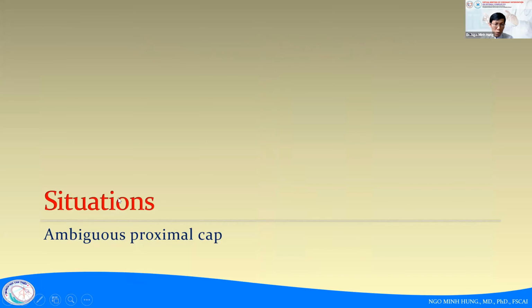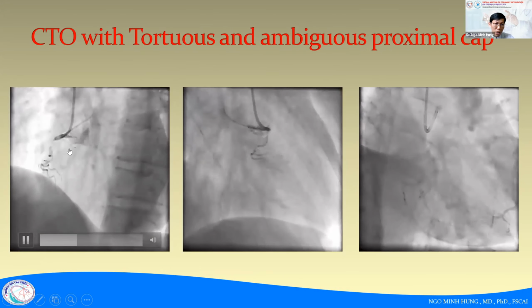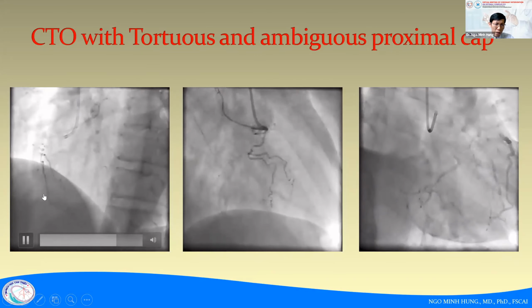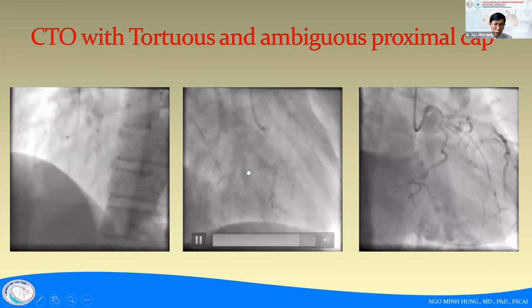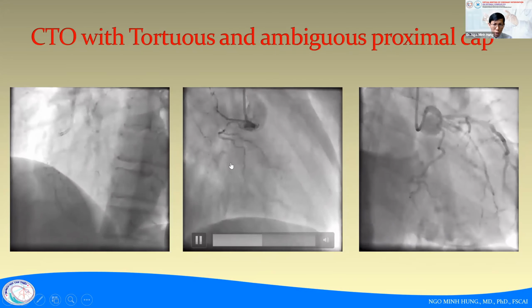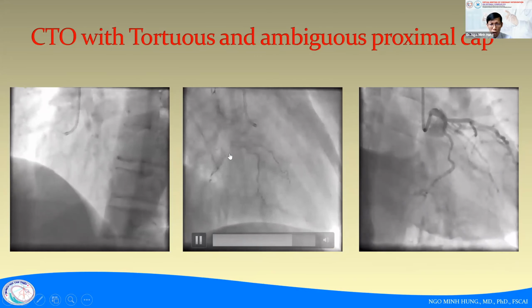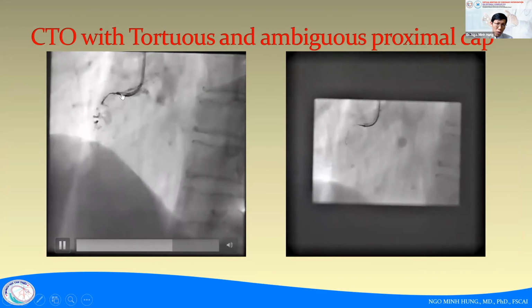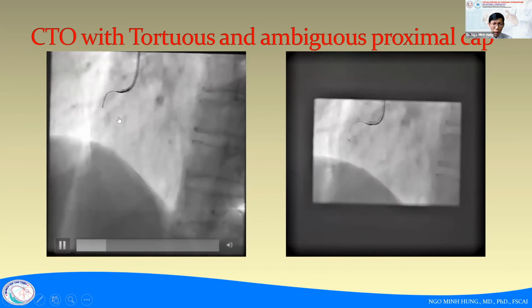Another situation that we have to cover is the ambiguous proximal cap. That's very easy to have a complication. Like this, you see a lot of small vessels at the proximal RCA. And at the distal segment of the mid RCA, we can see the vessel here. But the course from the proximal cap to the distal cap, we don't know. We really don't know, and we can go outside the vessel and have a complication. So this is the antegrade approach. It goes to the small vessel and to the bridging collateral.